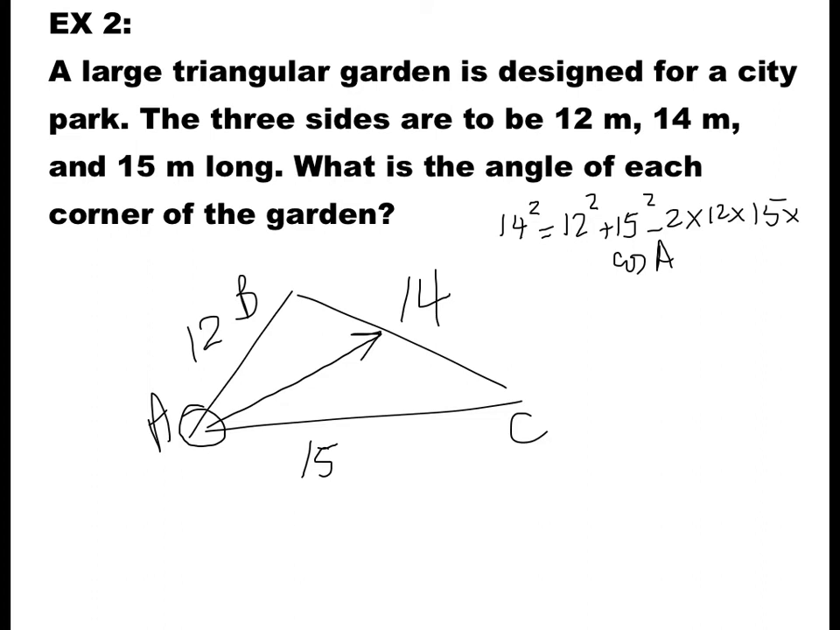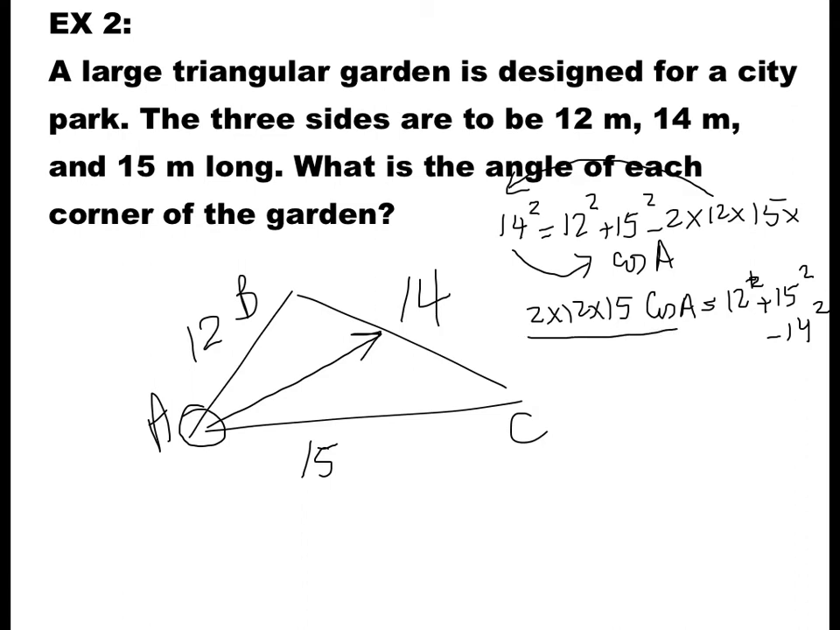Now, since cos is unknown, I have to isolate cos. But since cos is multiplied by negative 2 times 12 times 15, I'm going to move this one to the left to change the sign, and 14 squared to the right to change the sign. So I'm going to get 2 times 12 times 15 cos A is equal to 12 squared plus 15 squared minus 14 squared. Everybody okay? Now, to isolate cos A, I'm going to divide both sides by 2 times 12 times 15.